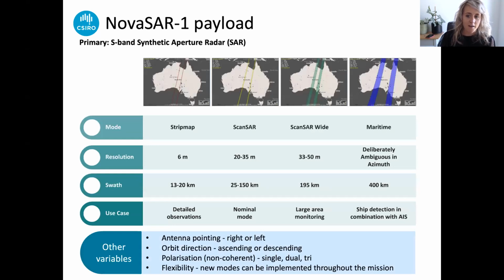The SAR operates in a number of different acquisition modes, and these can be classed into the 4 key categories that you can see here. Strip map, which is the highest resolution, most useful for detailed observations, through ScanSAR and ScanSAR wide, which are more suited to monitoring over larger areas. And then this maritime mode, which has quite a large swath of 400 kilometers and is specifically designed for ship detection. Each of these modes can be operated with the antenna pointing right or left and from an ascending or descending orbit. Some of the modes also have dual or tripolarization options.